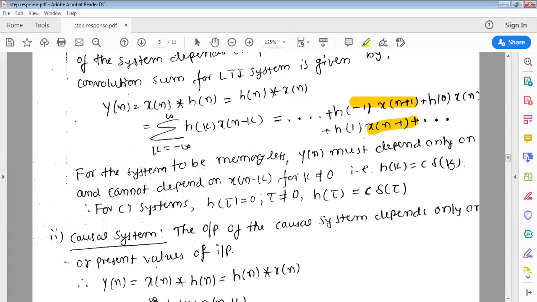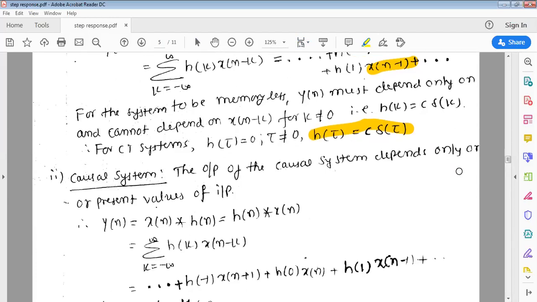So delta of k exists only when k is equal to 0. Therefore, for continuous time systems, h of tau is equal to 0 when tau is not equal to 0, or h of tau is equal to c into delta of tau. For discrete time systems, h of k is equal to c into delta of k, which will give a value only when k is equal to 0. Otherwise, it does not have any value, therefore the system becomes memoryless.